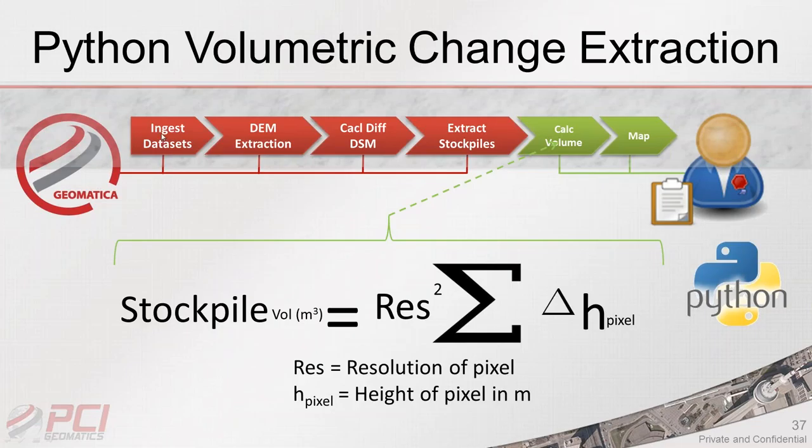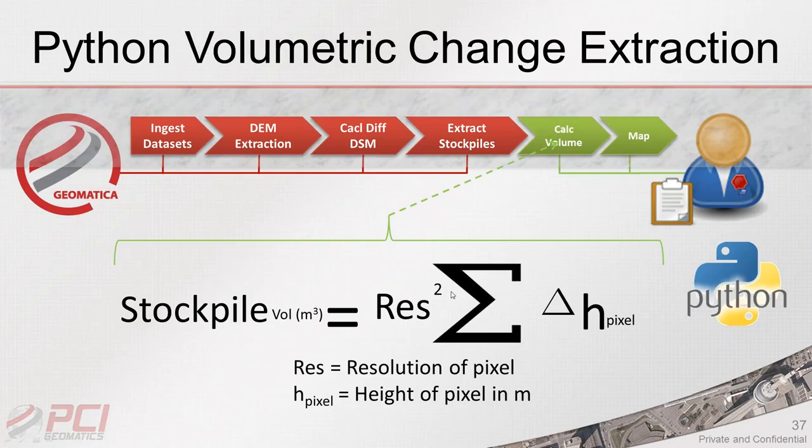And while that is running, I am going to just explain a little bit about what the processing steps are, what's happening in the script. So first it's ingesting the data. It's level 3 data, so it's already been aero triangulated or been run through an aero triangulation. It's extracting the digital elevation models or digital surface models, calculating the difference DSM, extracting the stockpile. So these are all done with our functions that are very easy to set up and run. And then I created a special function to calculate volume using our API, our raster-based API, which is also available. And then finally mapping it out in Geomatica.